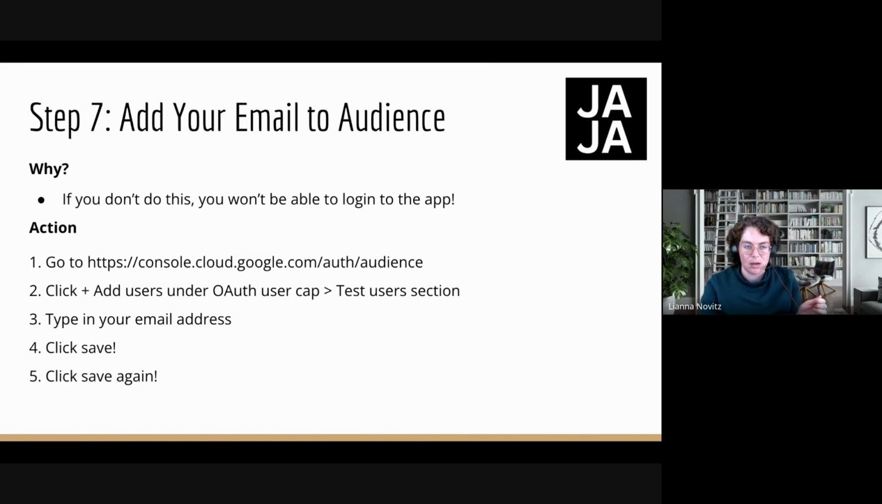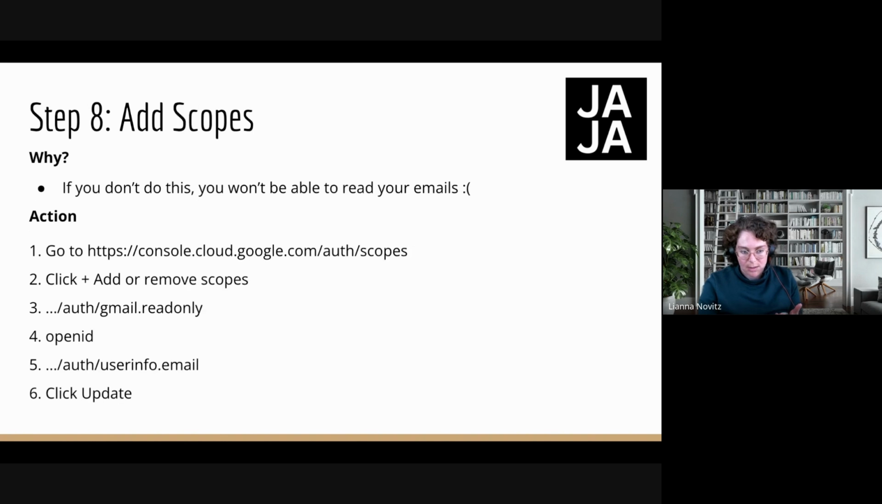And then if you're looking at your data access page again, if you've gone through the steps of adding the scopes, then you should see those scopes, like 3 new rows in your scopes. I think it should be maybe 1 or 2 non-sensitive scopes and then 1 restricted scope for the Gmail readonly.